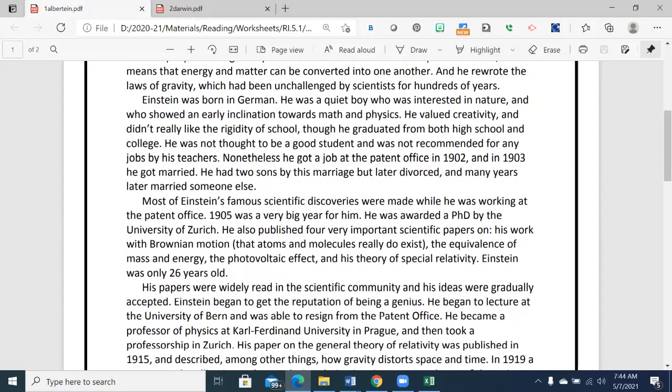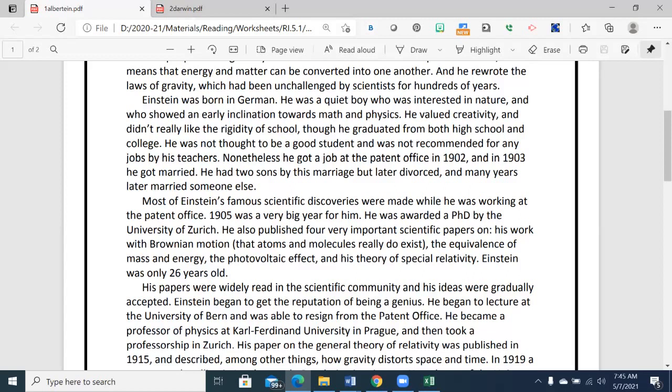Einstein was born in Germany. He was a quiet boy who was interested in nature and who showed an early inclination towards math and physics. He valued creativity and didn't really like the rigidity of school, though he graduated from both high school and college. He was not taught to be a good student and was not recommended for any jobs by his teachers. Nonetheless, he got a job at the patent office in 1902, and in 1903 he got married. He had 2 sons by this marriage, but later divorced, and many years later married someone else.